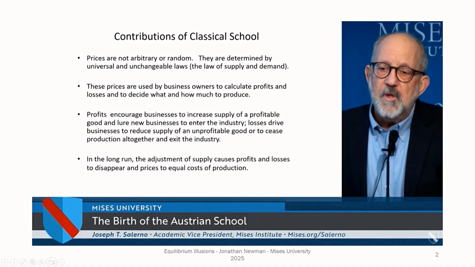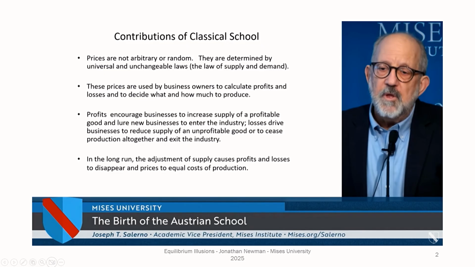During that lecture, he talked about the contributions of the classical school. And he said that one thing that they discovered or helped us realize in this early development of economic theory is that prices are not arbitrary or random. They're determined by universal and unchangeable laws, including the law of supply and demand. There are profits and losses that business owners use to help them determine adjustments to production, which helps the economic system economize the use of resources. Importantly, profits encourage businesses to increase supply of a profitable good and lure new businesses to enter the industry. Losses drive businesses to reduce supply of an unprofitable good or to cease production and exit the industry.